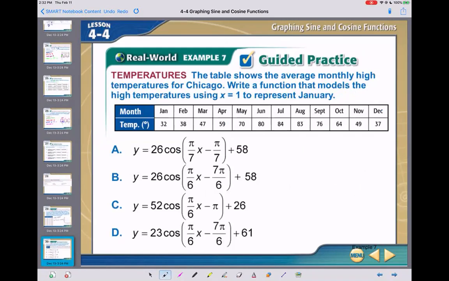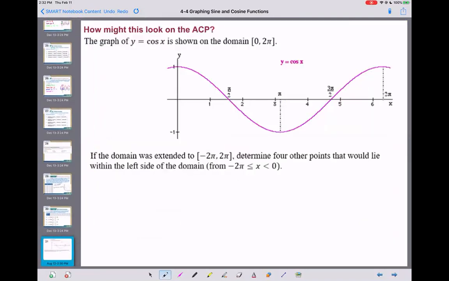Okay, so here's one that you can try on your own. You can just pause this or whatever. Okay, finally, let's finish up this lesson. How might this look on the ACP? It says the graph of y equals cosine is shown on the domain from 0 to 2 pi. If the domain was extended to negative 2 pi, determine 4 other points that would lie within the left side of the domain. Hint, from negative 2 pi to 0.